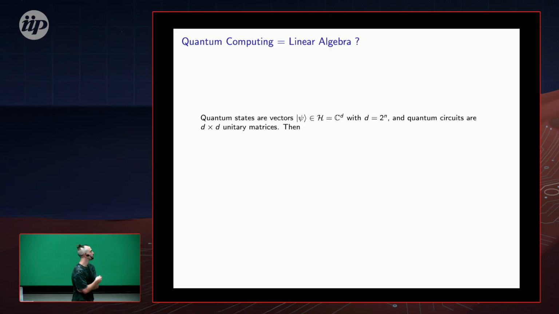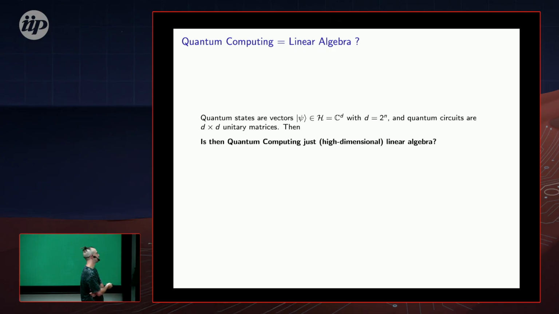So quantum states are vectors in this tensor product Hilbert space of n qubits, right? So 2^n is the dimension, and quantum circuits are d times d, so exponentially large, unitary matrices. So I ask the question, is quantum computing just high-dimensional linear algebra?